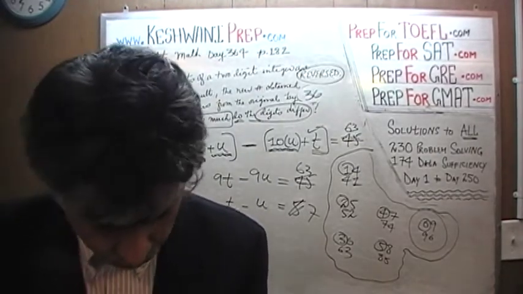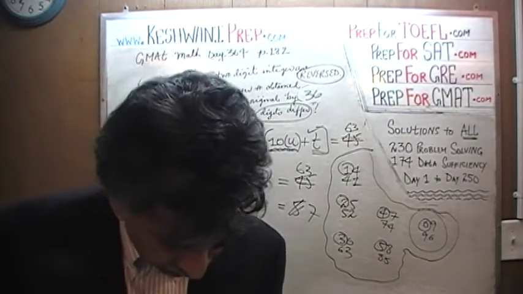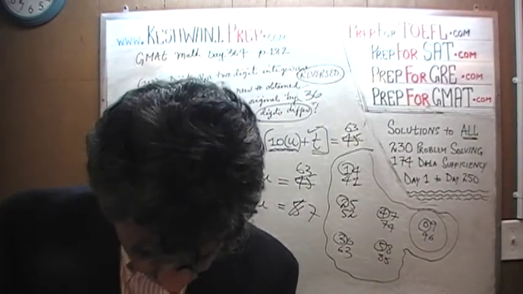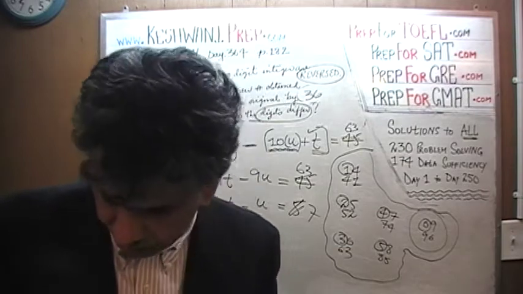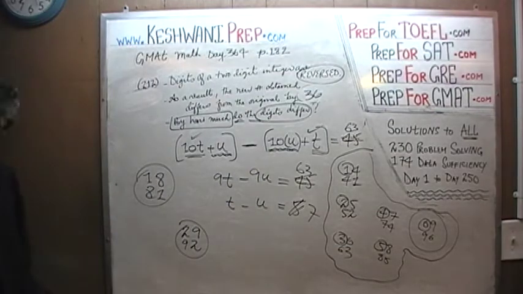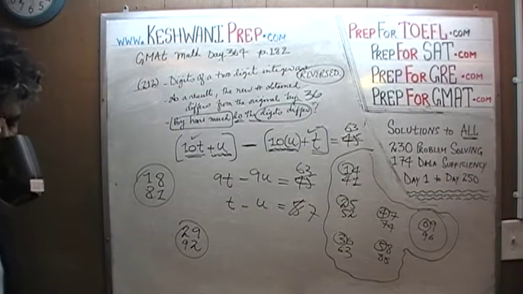Let's do the next problem. Number 213 is a very straightforward geometry problem. Just give me a quick break and we'll move to the next one.